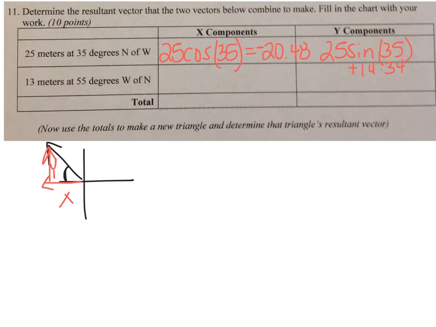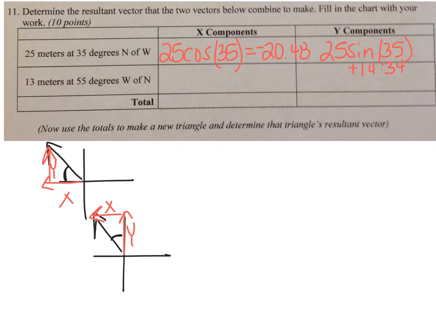For the second vector, we are west of north this time, but it's still in the same quadrant of our coordinate plane, but west of north is going to be this angle right here. So I'm going to go north and then west. So now x is opposite and y is adjacent.